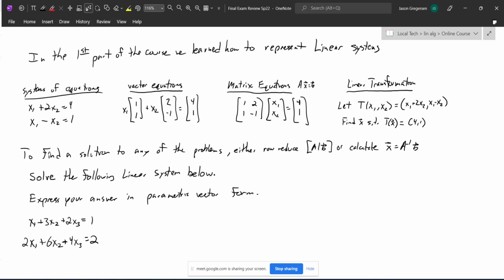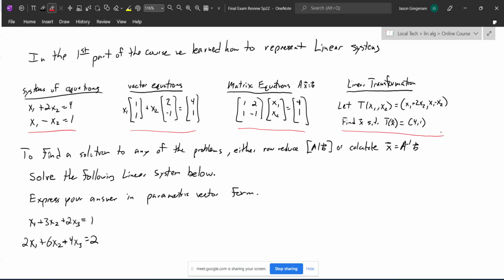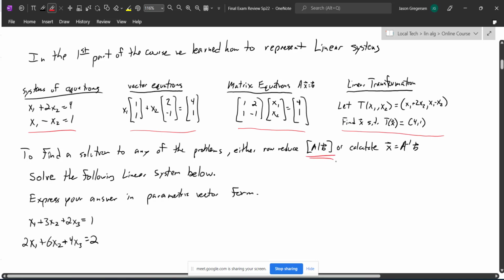So we started this course in Chapter 1. In the first part of the course, we learned about linear systems. We learned that we could represent linear systems either with a system of equations, or a vector equation, or a matrix equation, or even with a linear transformation. And really all 4 of those were just different representations of the same thing. So we could take any system and rewrite it like a matrix equation. We could take any matrix equation and rewrite it like a vector equation. And then to solve any of these, we basically could either use row reduction, we take our matrix A augmented with B and do row reduction, or in some cases we could calculate the inverse and solve by multiplying both sides by the inverse matrix.